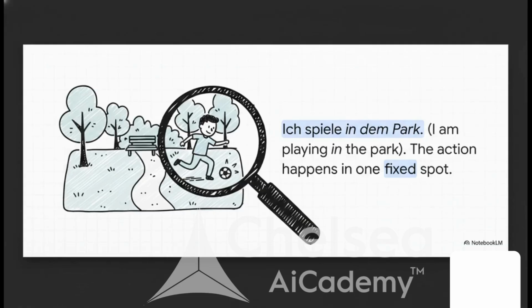But look at this one. Ich spiele in dem Park. Here, the action, the playing, is all happening within a fixed location. I'm not going anywhere. I'm already there. It's a static location. So this time, in triggers the dative case, dem Park. See that difference? It's all about motion versus location.